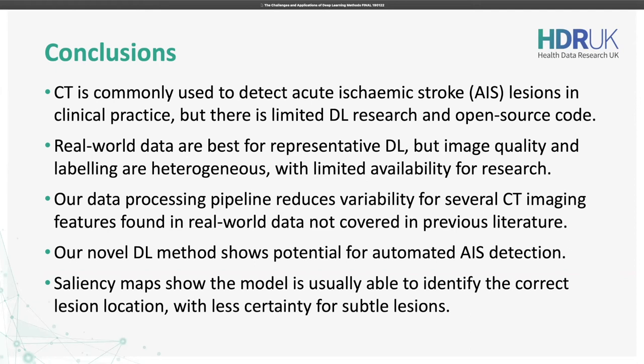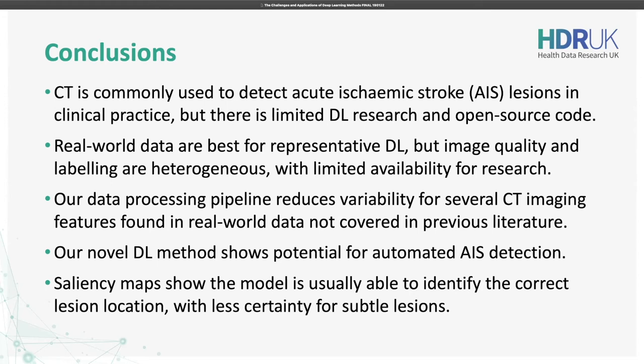Real-world data are best for developing deep learning, but we found that the image quality and labeling of real-world data is heterogeneous and it's not widely available for research. So what our data processing pipeline has tried to do is reduce some of that variability for several CT imaging features that we commonly find. And none of this is covered in previous literature.